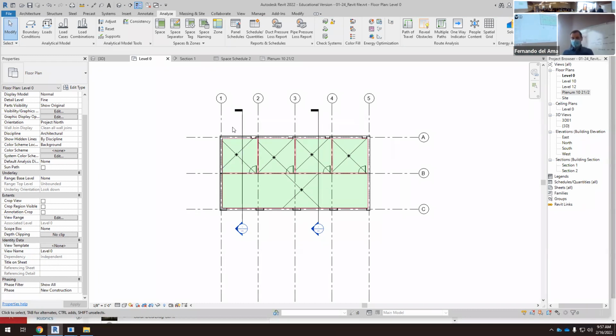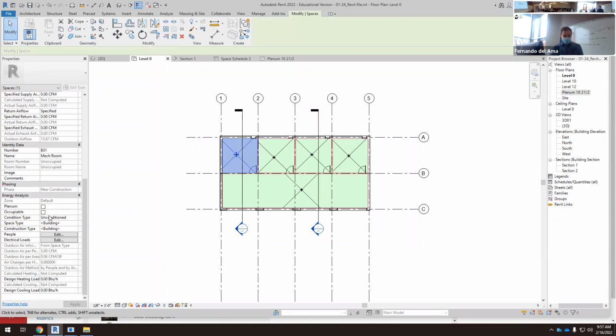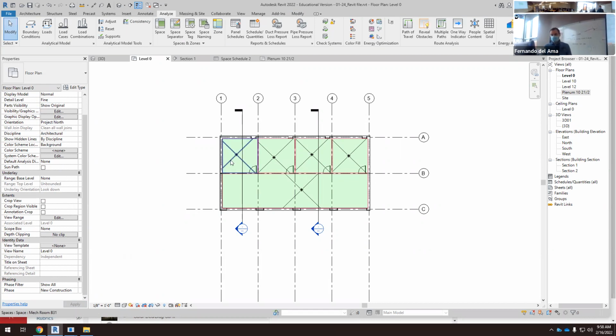And finally, if we want to be thorough and do things right, then if this is a mechanical room, make sure that you select this condition unconditioned. Probably we can select occupied and unconditioned. Well, yeah, I would do that, because there might be people in the mechanical room sometimes, not permanently, but yes.